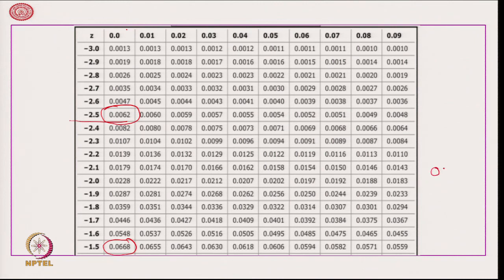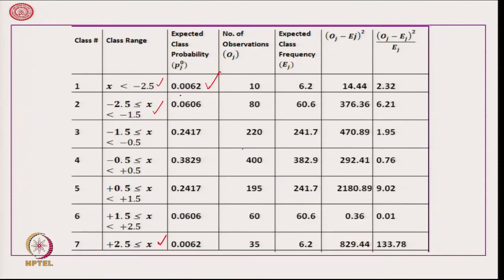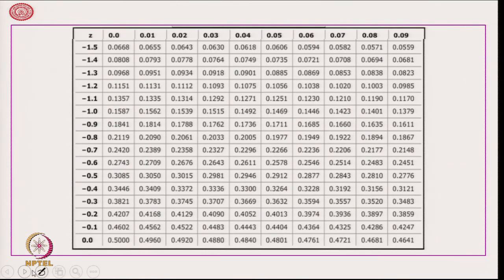0.0668, and less than minus 2.5 is 0.0062. Therefore, we get the difference is 0.0606. So, the probability is 0.0606 and that is what we have written here. In a similar way, we can compute for all.